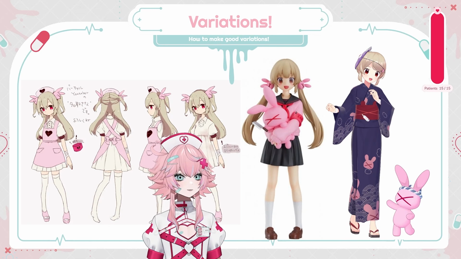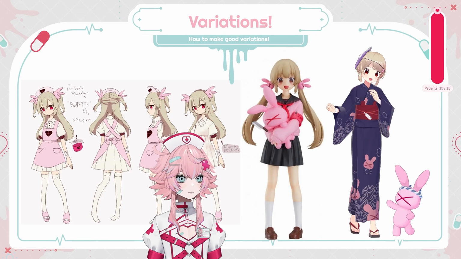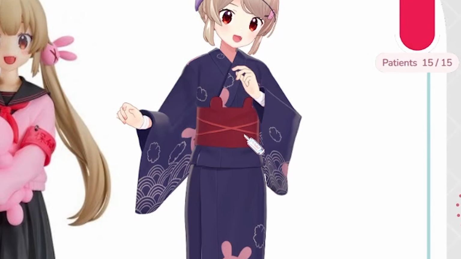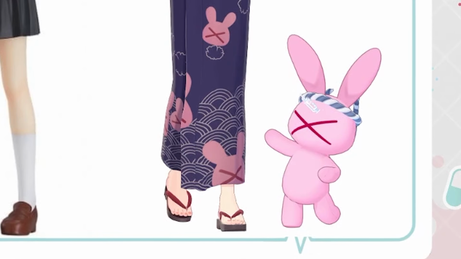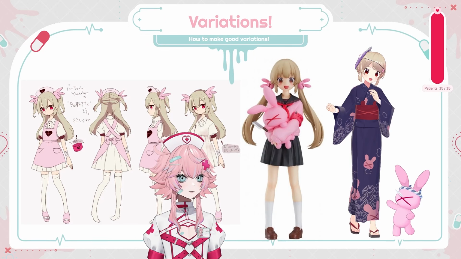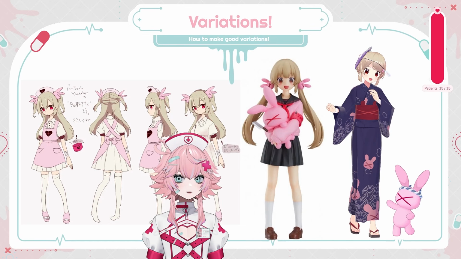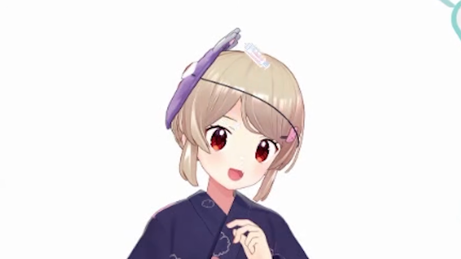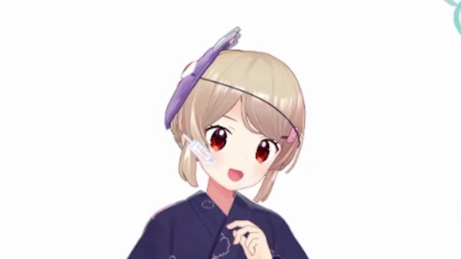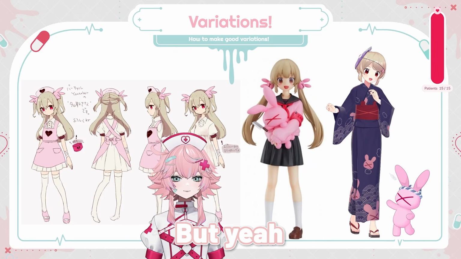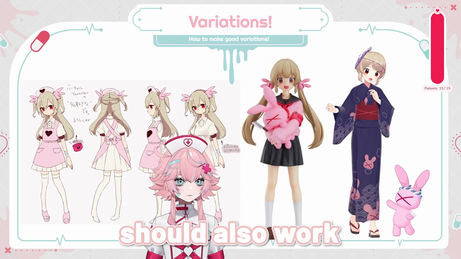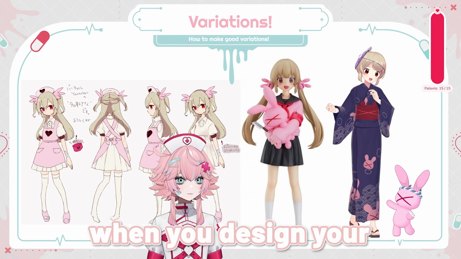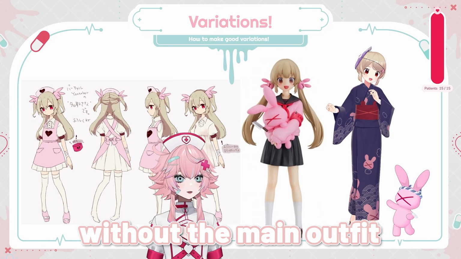And the thing with this design, which I personally thought was really good, is that the obi and the obidome are literally mimicking that fucking bunny. The obidome mimics the eyes of the bunny, and the obi itself mimics the bunny. You can't see it at that angle, but she still has that bunny as a hair clip. And this right here is a nod to her fan base, because this is the mask of her senseis. But yeah, variations of your design should also work, so keep that in mind when you design your character, that it can also work without the main outfit.